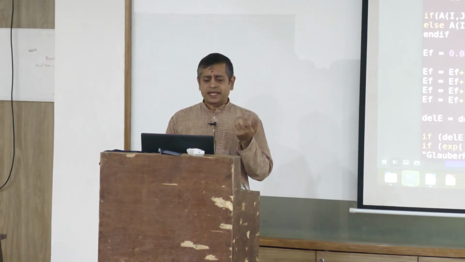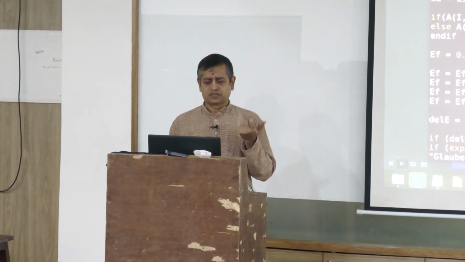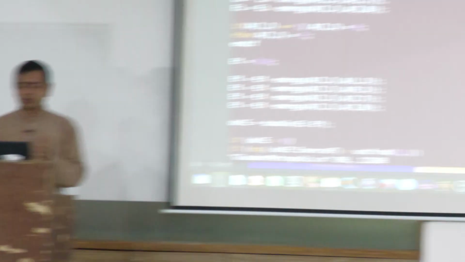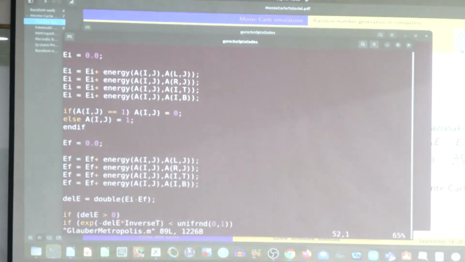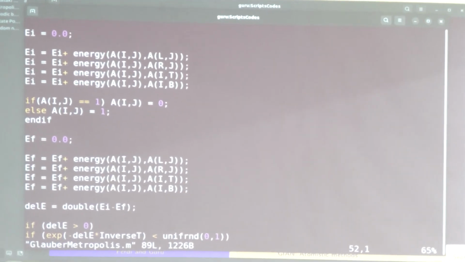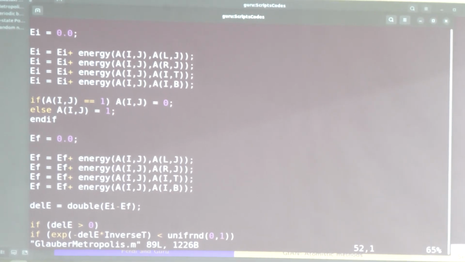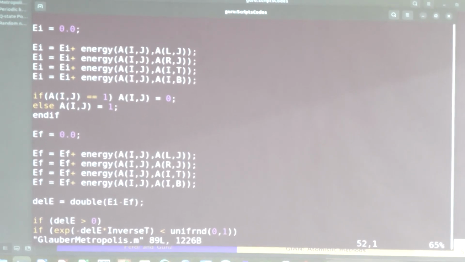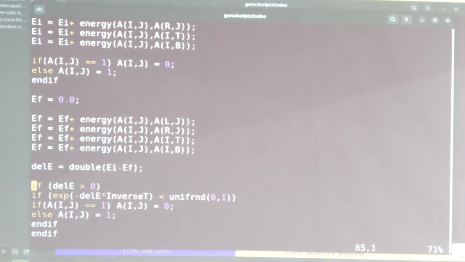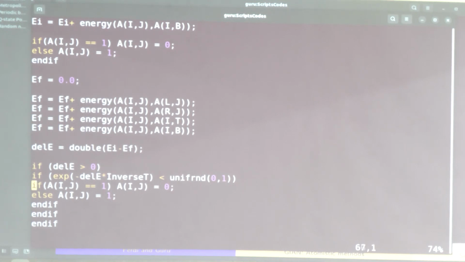Okay. Now, I can flip. If Aij is already 1, I make it 0, if it is 0 I make it 1, that is just flipping the spin at that point. I calculate the energy after flipping, that is the EF, I take the difference between the two, that is the del E, and if del E is greater than 0, I do this exponential minus del E into inverse t, because all that KBT everything is there, and I calculate that probability.